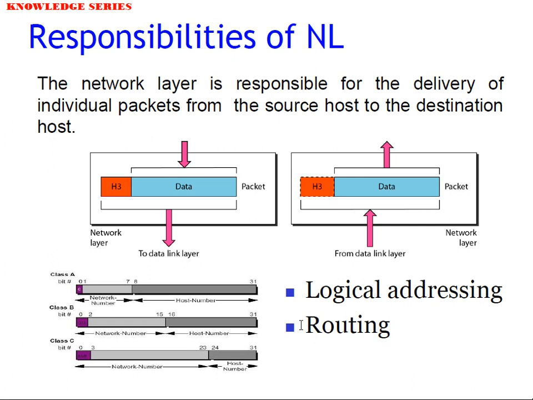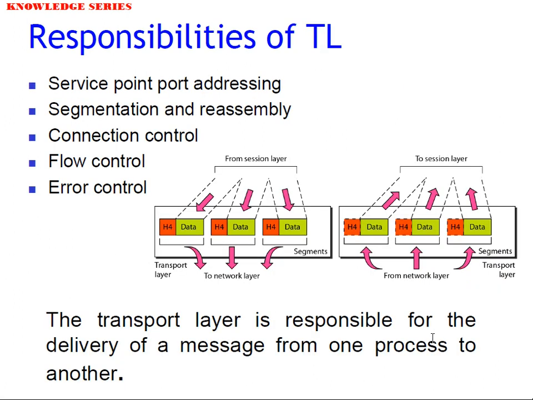Now we go to the next layer of discussion, which is our transport layer. In the transport layer, the responsibility is the delivery of the message from one process to another. This is a very important thing: one process to another process. That is performed by the transport layer. But the network layer talks about device to device.